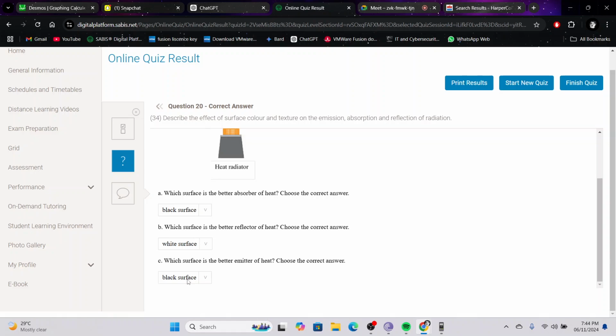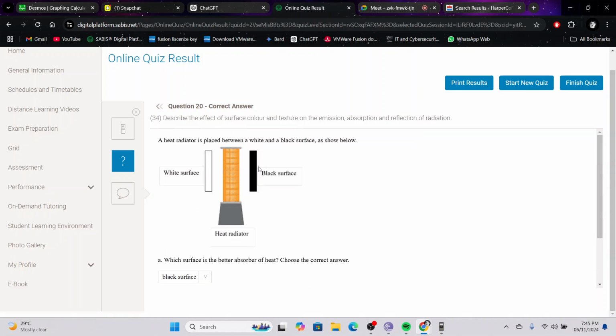Now, you should know this by real life application. Normally, you tend to wear white shirts in the summer to cool you off, because if you wear black shirts, you're going to absorb way more heat. You're going to be warmer. And in the winter, you should tend to wear more black clothing to absorb heat, to maintain your heat.